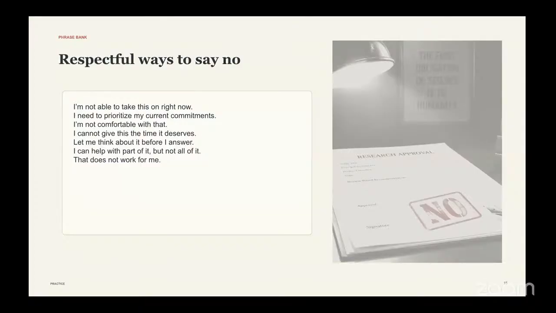These are some other phrases that we can also keep in mind. And one very important statement that I want to address is, let me think about it before I answer. Because sometimes the biggest problem isn't that we can't say no, it's that we just directly say yes. And giving yourself the permission to not answer immediately can prevent a lot of unnecessary commitments. Maybe once you think about it, you can decide that I can help with it partially. And so you can say, I can help with a part of it, but not all of it. So saying no doesn't necessarily mean shutting the door completely.